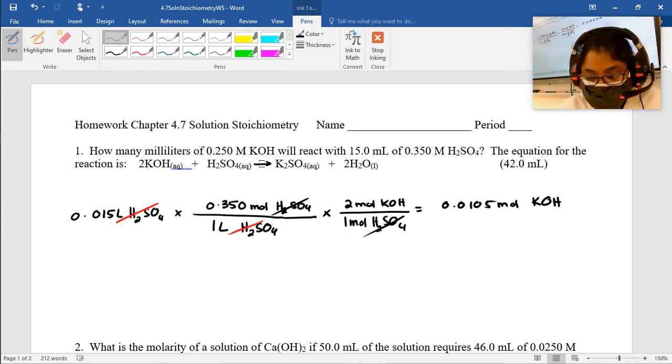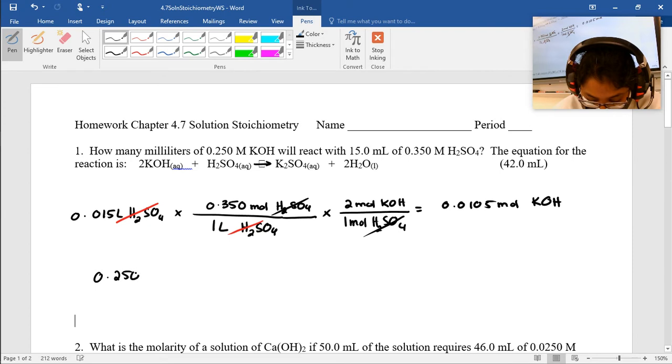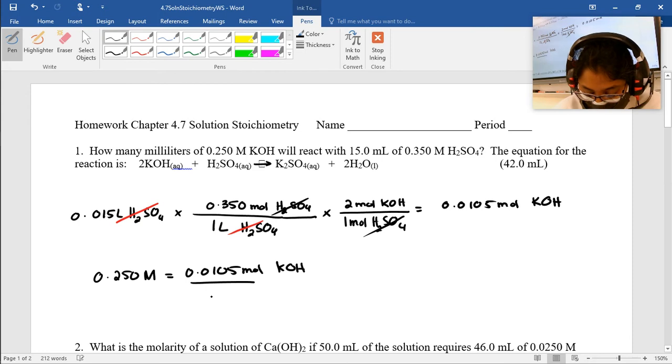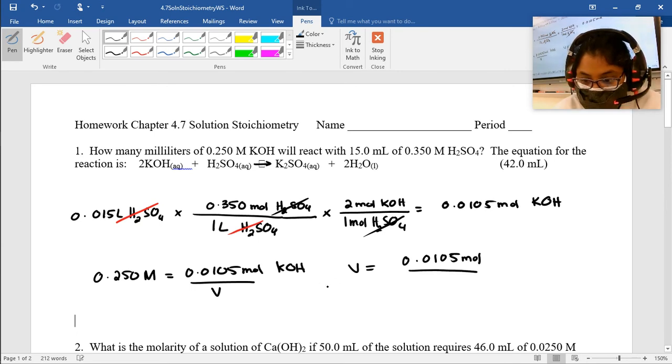So now the way to find the volume of potassium hydroxide is to just do this. You have 0.250 molar solution, which is equal to 0.0105 moles of KOH over some volume of KOH, right? So volume is therefore equal to 0.0105 moles divided by 0.250.